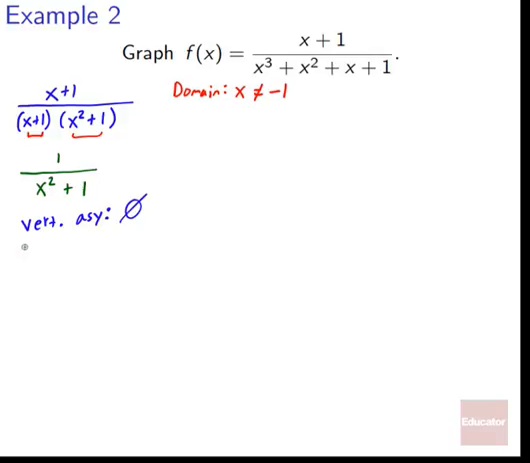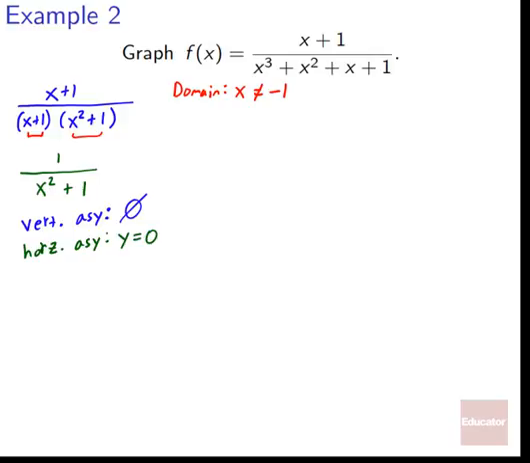What about a horizontal asymptote? We see the denominator has a higher degree than the numerator, so the numerator is going to eventually get crushed by that large denominator, so we have it eventually going to y equals 0.